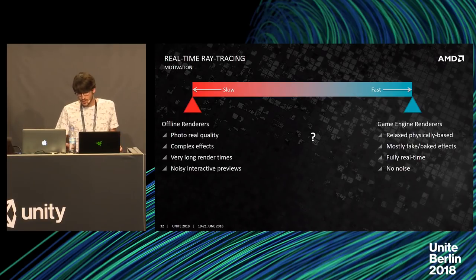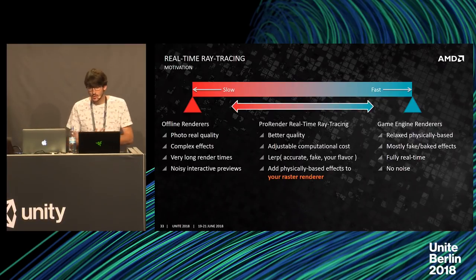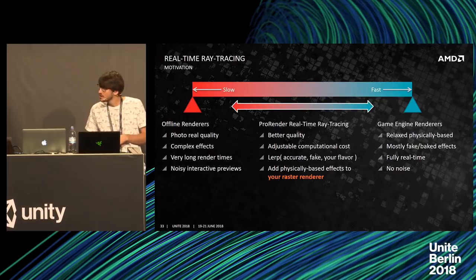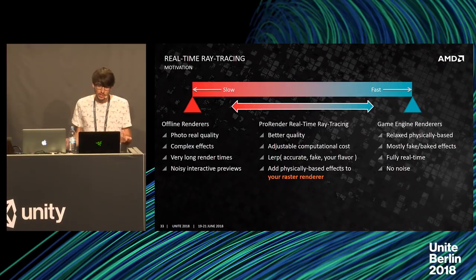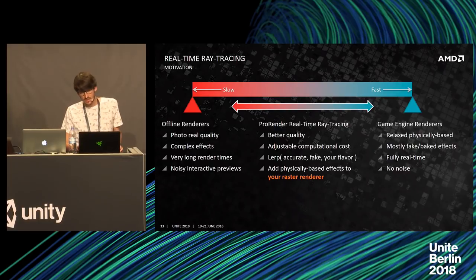On the other side, we've got your game engine renderers like Unity, and they're much more relaxed on their physically based approach, so they allow for approximations. They rely a lot on fake and baked effects, such as light maps, for example. But they don't suffer from noise, and they are fully real-time. So what we want to do is we want ProRender to be able to extend your raster renderer by adding a bunch of ray tracing effects. We have a few of them, and you can choose which one you want enabled or not based on your hardware capabilities and your graphics quality targets.